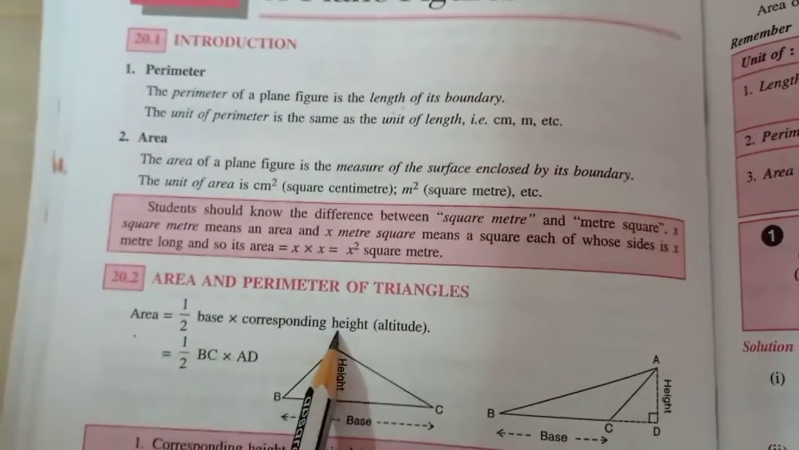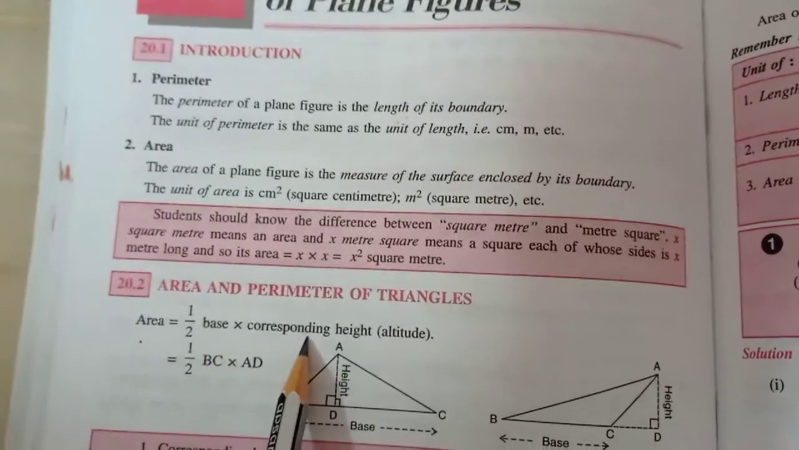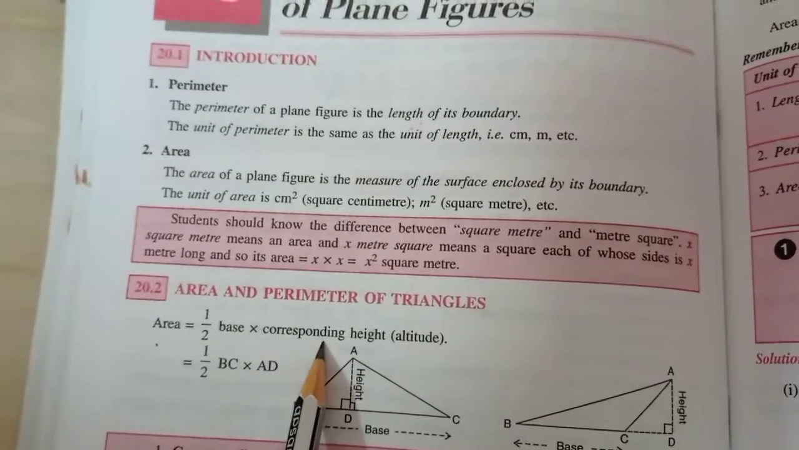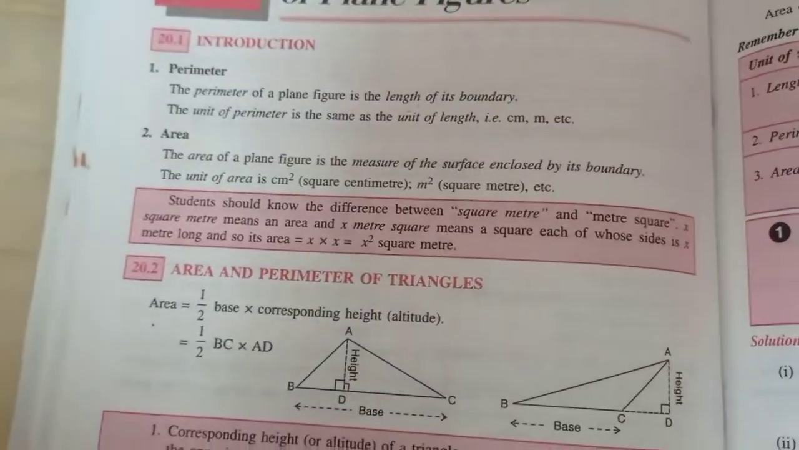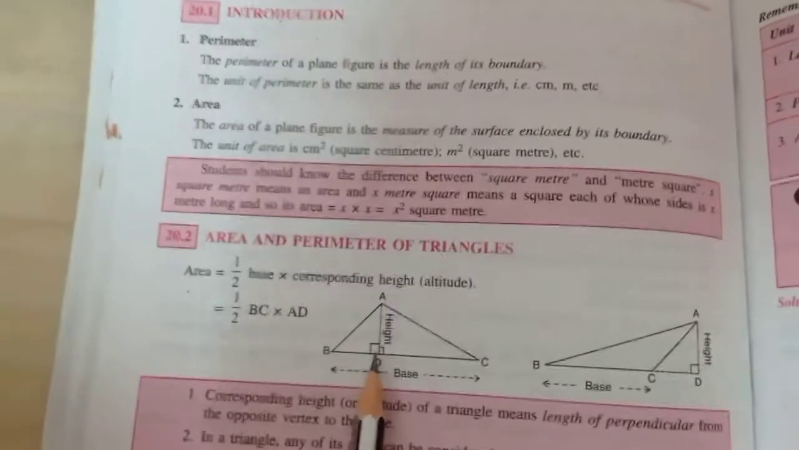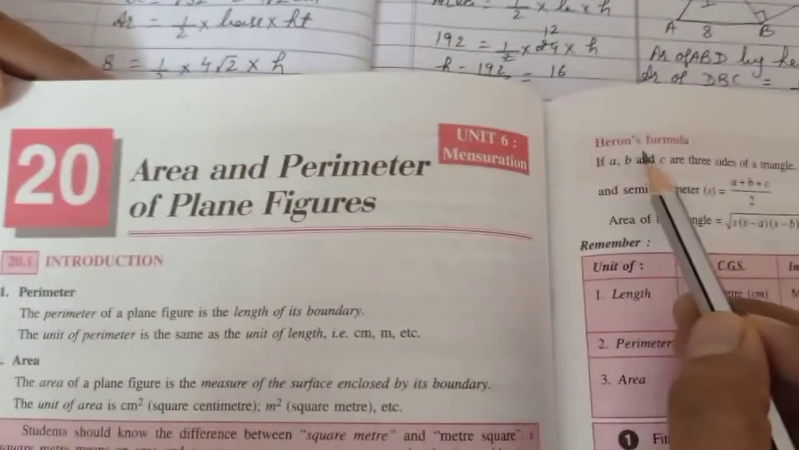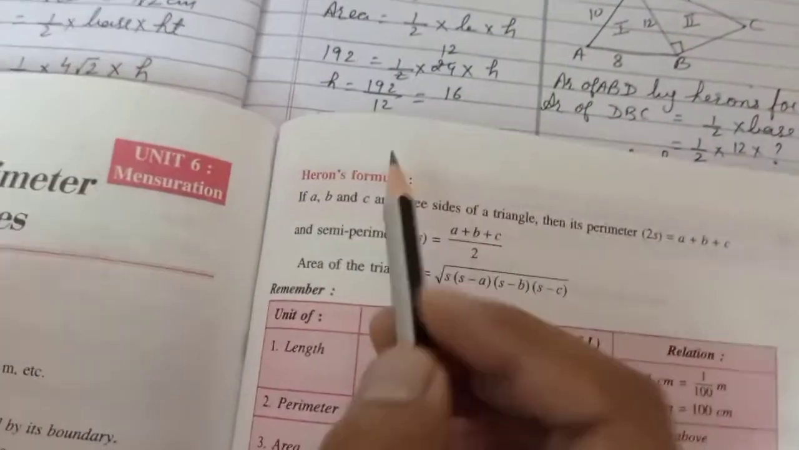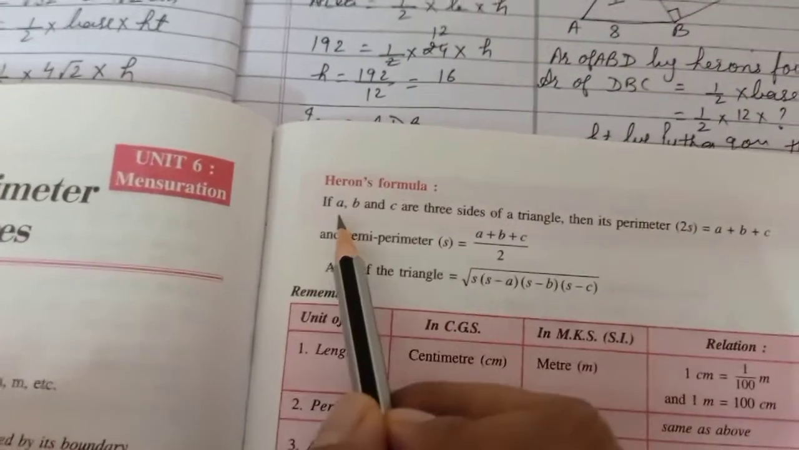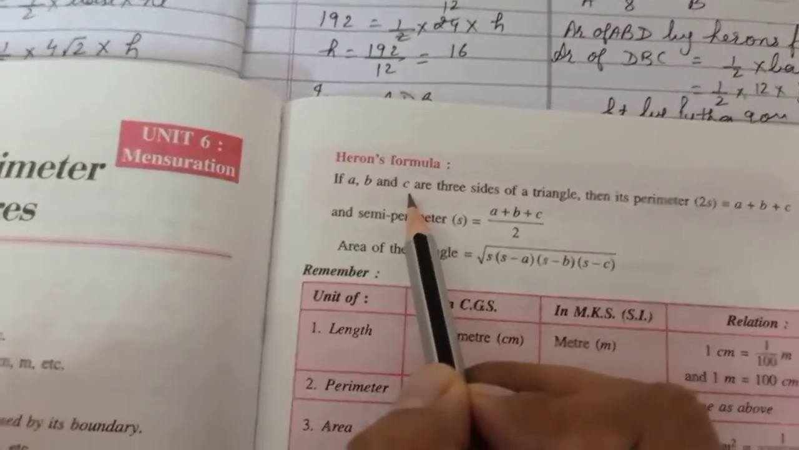Area of triangle, how can we find it out? Half base into height. And another method of finding the area of the triangle is Heron's formula. This is Heron's formula, which is applicable when three sides of the triangle are given.